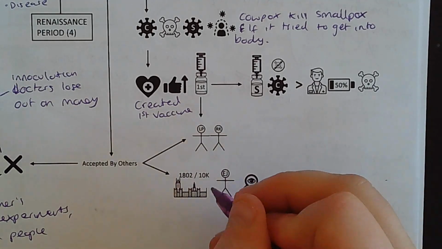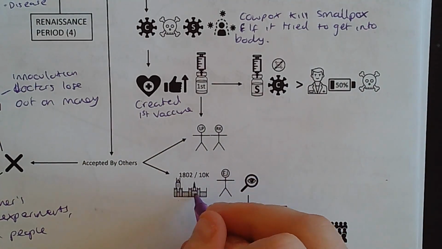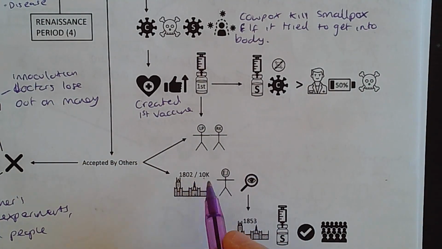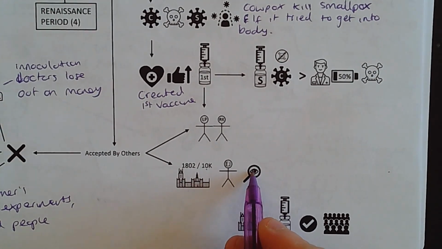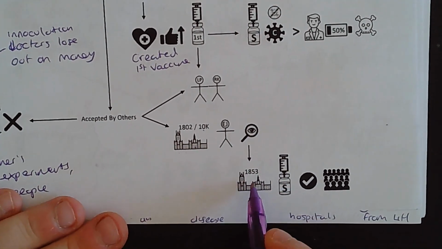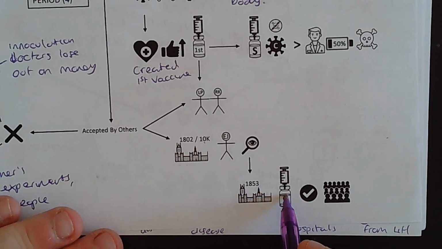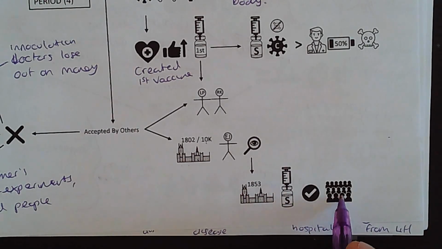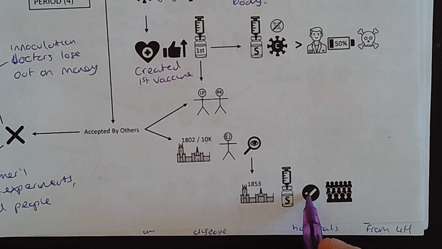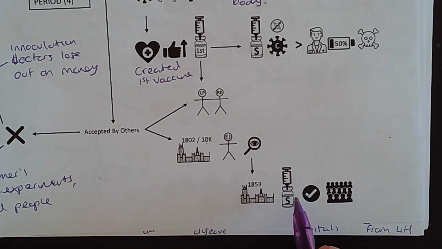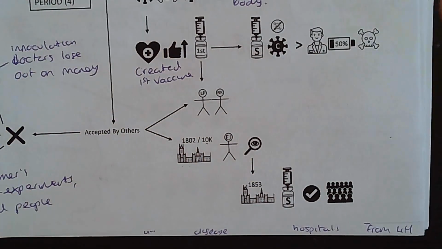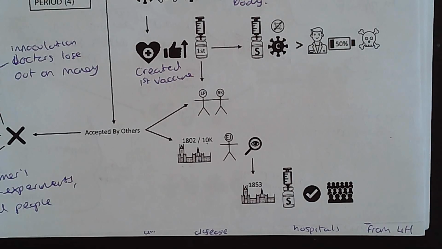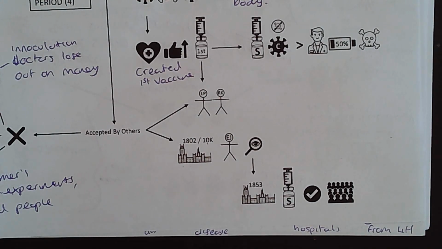So in 1802 the British government gave Edward Jenner 10k to investigate his vaccination even more, and in 1853, which also impacts public health, the smallpox vaccine became compulsory, and the British population was vaccinated against smallpox, which was, you know, a massive win. It stopped the smallpox disease from spreading.